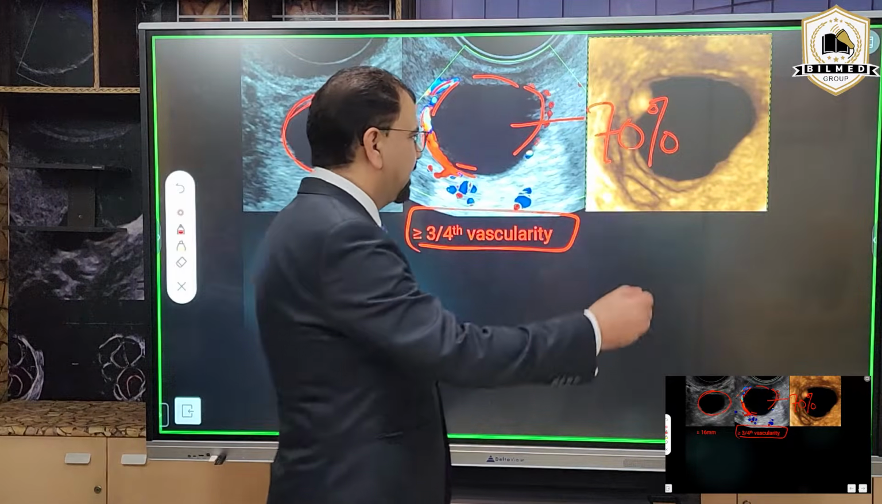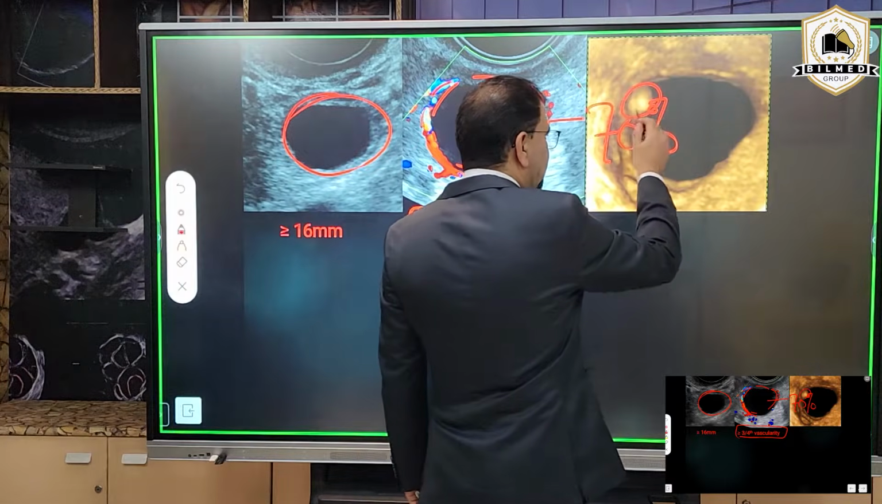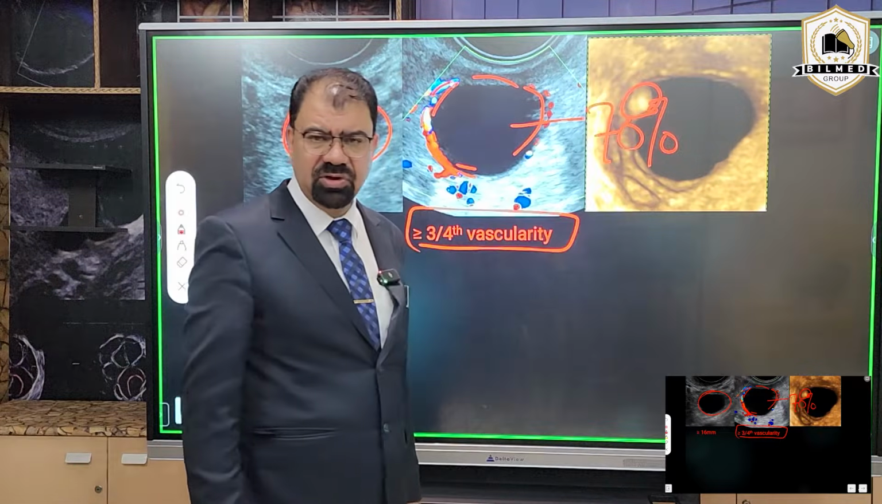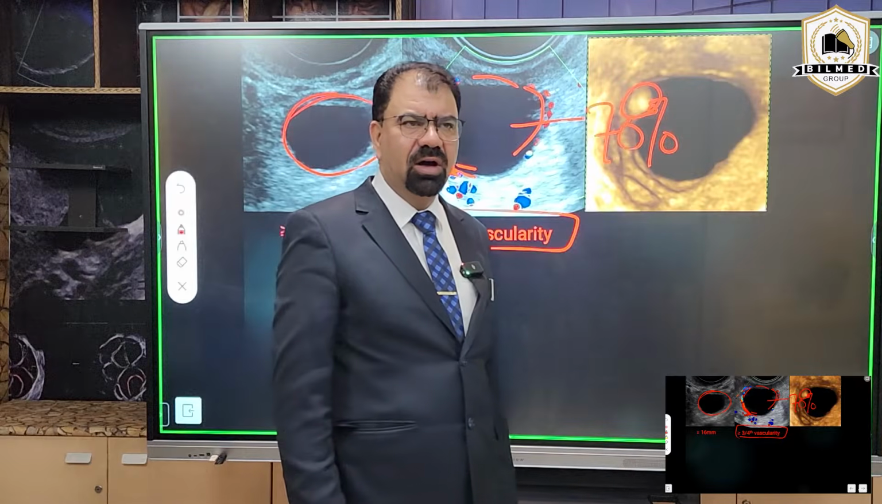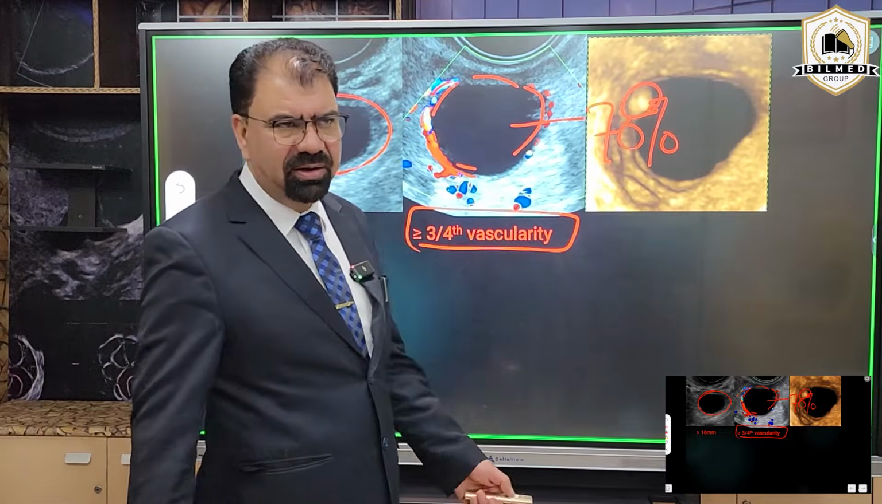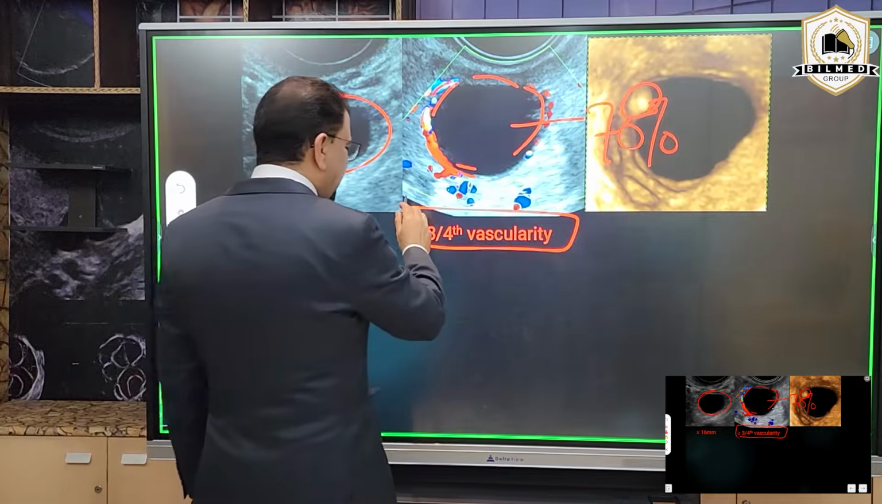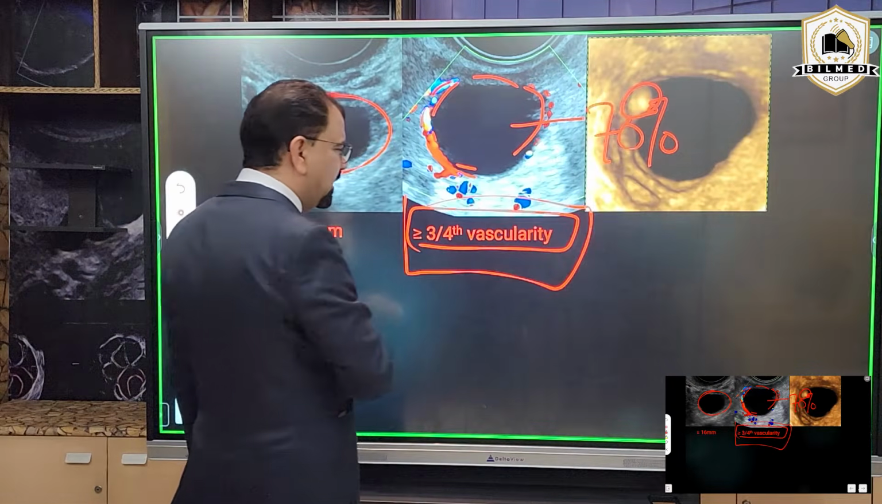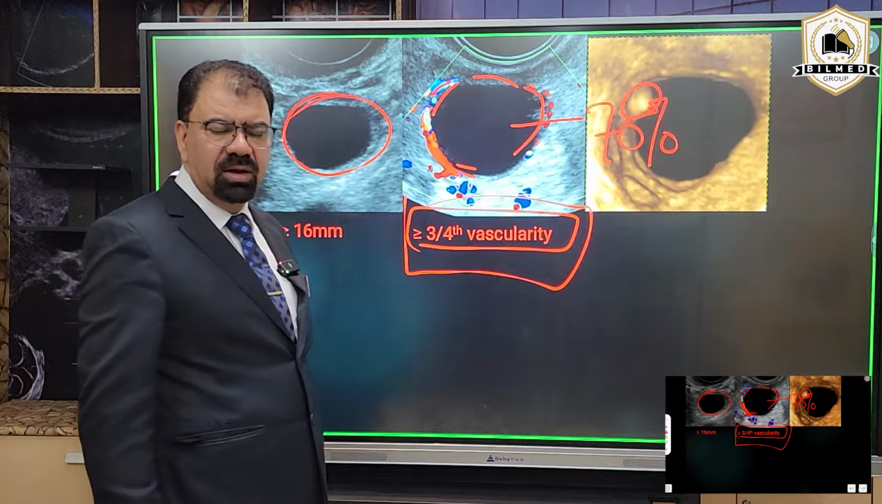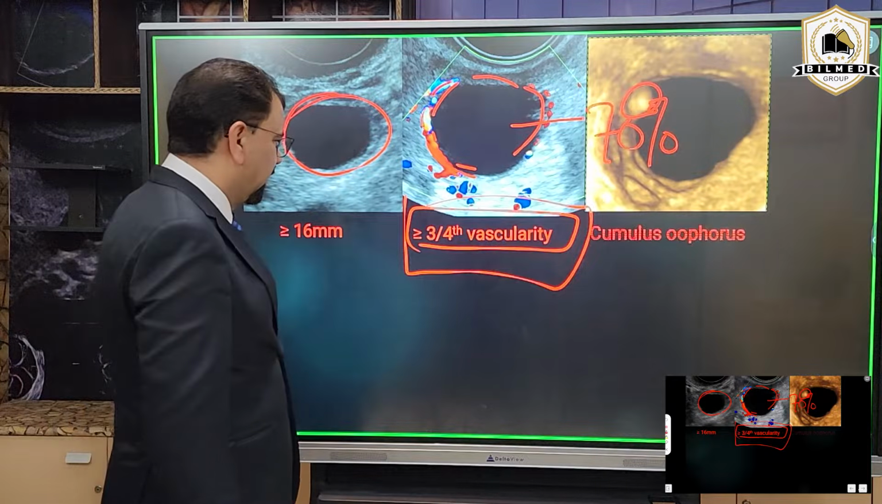So this is that cumulus oophorus, which is very clearly seen over here, and it is a sign of about to rupture follicle. So the point here is that the color Doppler is also giving me a clue of about to rupture follicle.